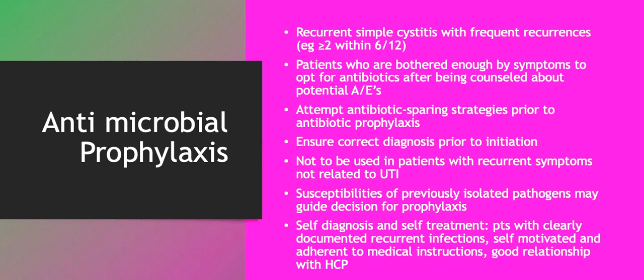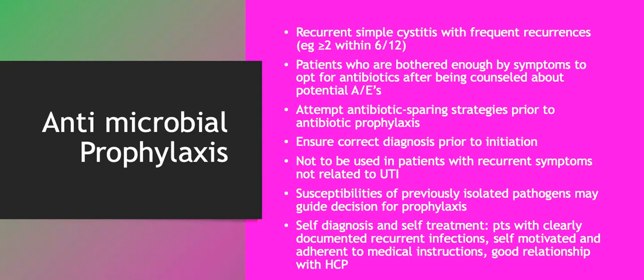Basically, we attempt antibiotic-sparing strategies prior to antibiotic prophylaxis, but you need to ensure that you have the correct diagnosis, that you've actually done enough to prove that the patient actually has recurrent UTIs before going down this path. So it's not to be used in patients with recurrent symptoms that are not actually related to a UTI. So if a patient comes and says they're just feeling off, but there's actually no proven culture, then you wouldn't give them antibiotic prophylaxis.